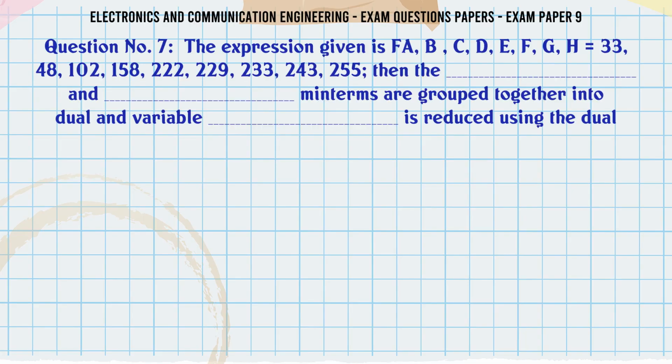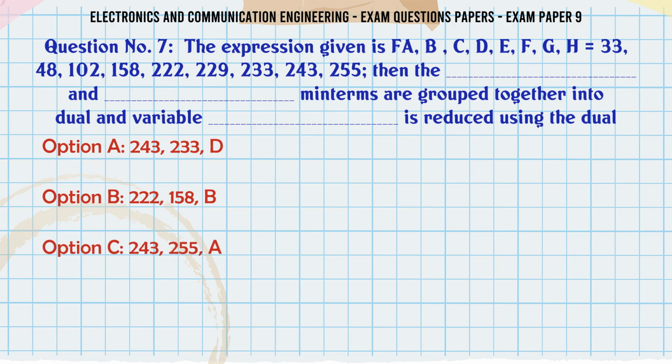The expression given is for B, C, D, E, F, G, H 33, 48, 100, and 2, 158, 200, and 22, 200, and 29, 200, and 33, 200, and 43, 200, and 55. Then the and min terms are grouped together into dual, and variable is reduced using the dual.